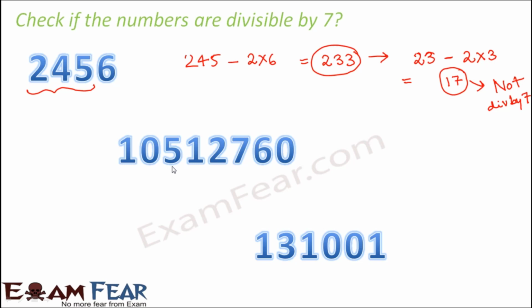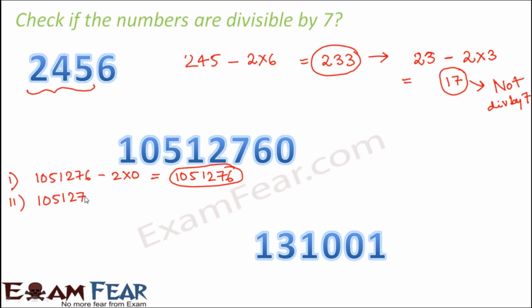It is 10512760. So here let us perform the first step. So let's see how many steps we have to perform. So initially we will consider the entire number except the last digit. 10512760 minus 2 into 0. So that is basically 0. So this will be 10512760. So we do not know if this is divisible by 7 or not. So we repeat the process.